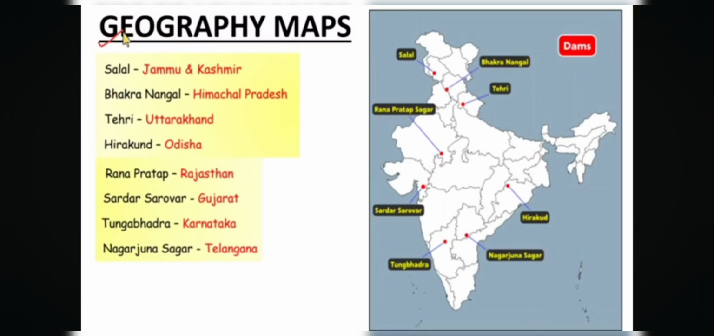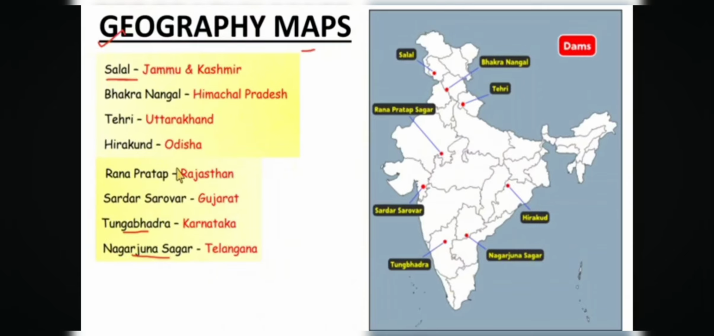Let's move on. Now let's look at the map questions in geography. As I said earlier, there are a lot of map questions in geography, so don't forget to understand each one thoroughly. For example, these are the names of all the dams: Salal, Tehri, Bhakra Nangal, Hirakud, Rana Pratap Sagar, Sardar Sarovar, Tungabhadra, Nagarjuna Sagar. All these are the names of dams here.